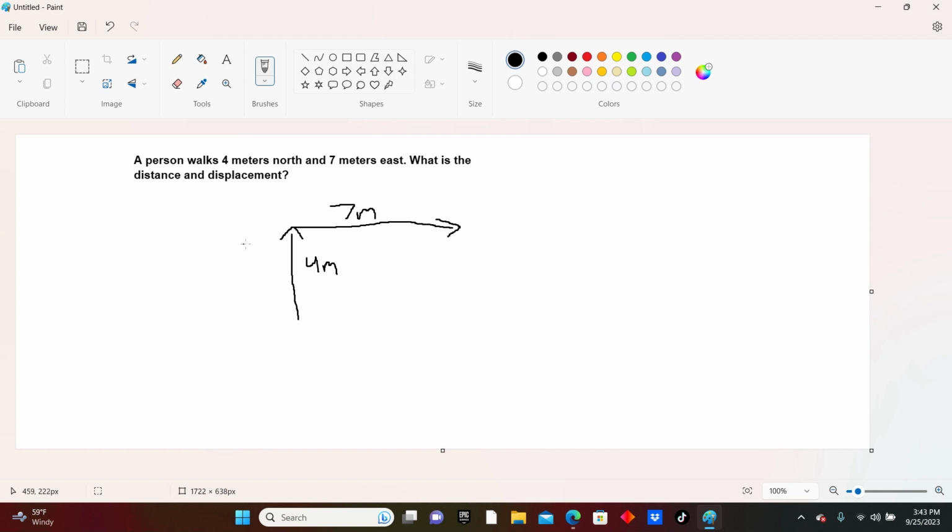So now the distance, as we mentioned when we were going over the terms, is just the total path length. So if we're going 4 meters up and 7 meters to the right, the distance would just be 7 plus 4 meters, which is equal to 11 meters. This is your distance.